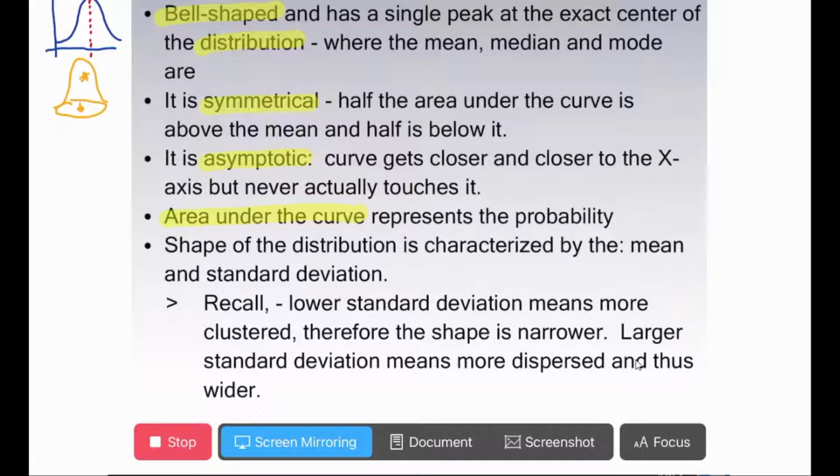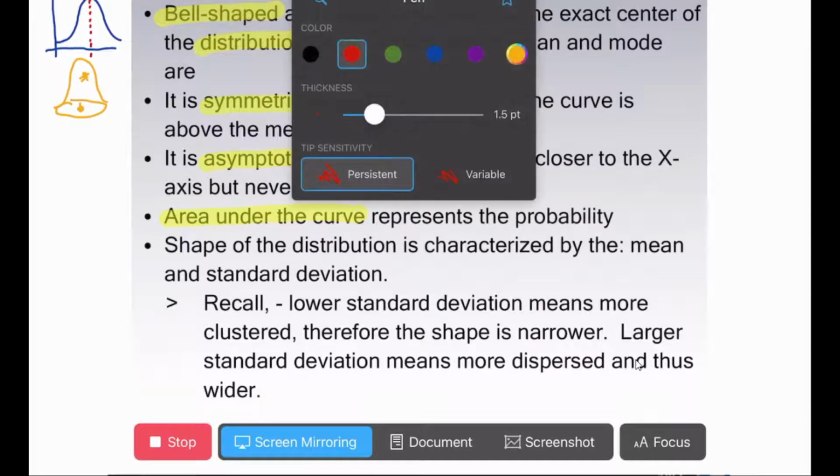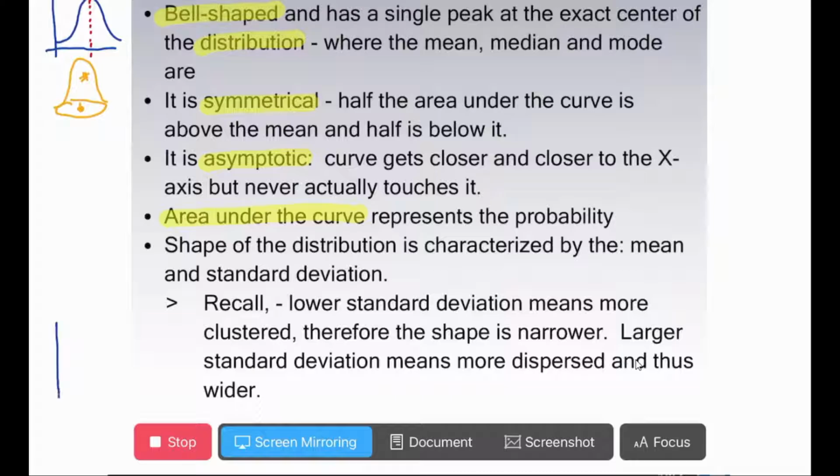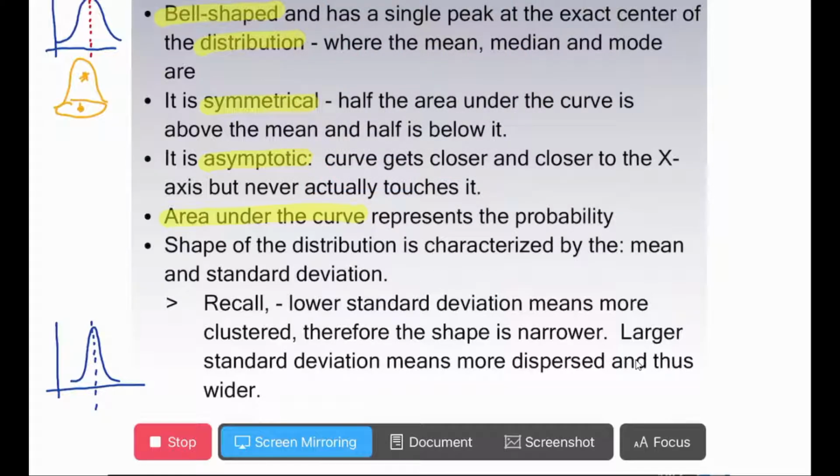Recall, lower standard deviation means more clustered, therefore the shape is narrower. So if our standard deviation is lower, think about our previous example about test scores. If somebody scores really consistently, like 68, 69, 70, 71, 68, 72, they're really close, so we're going to have a very narrow range, low standard deviation. And larger standard deviation means more dispersed and thus wider.